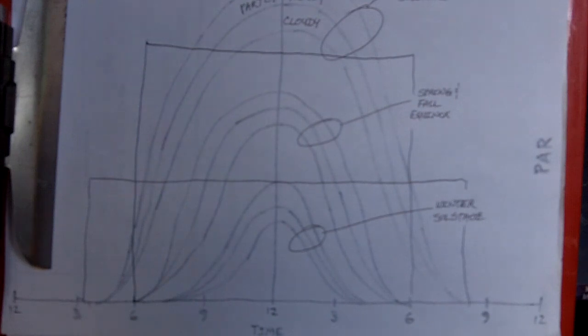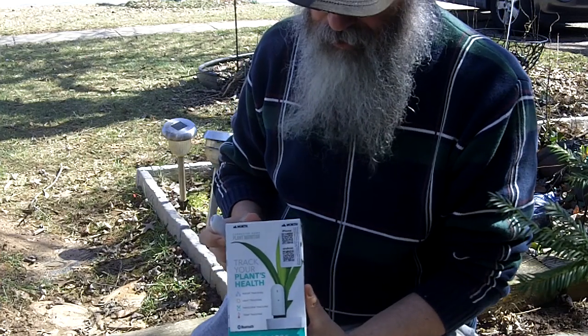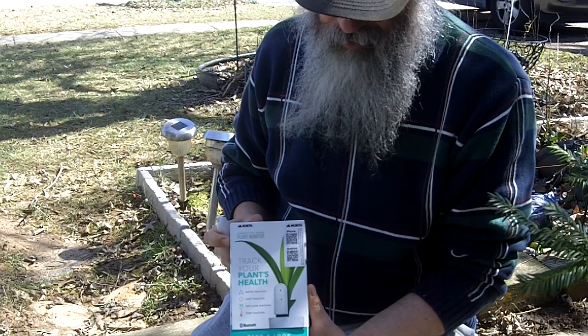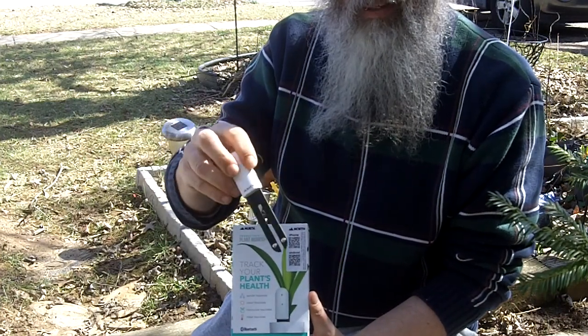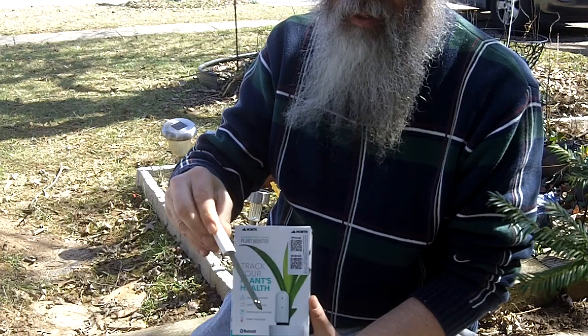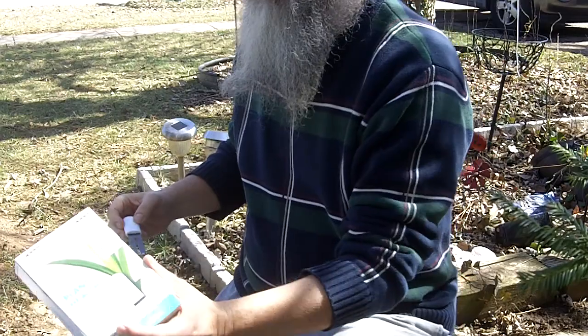But through the wonders of modern technology, it's now practical for the average home gardener to take actual light readings and determine just how much light plants are receiving. This is the plant monitor we're using. It's made by North. It's a one-piece assembly. You just open it up and pull the plastic cover off the battery protector, and you stick it in your plant.